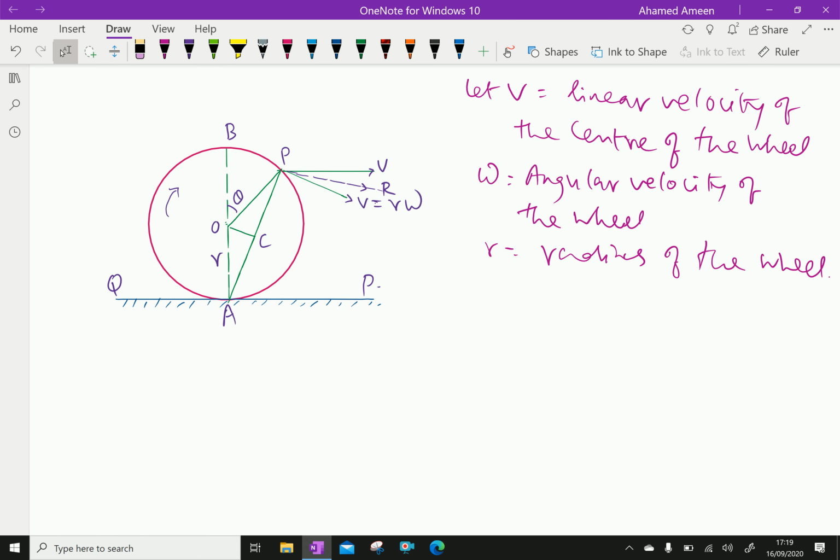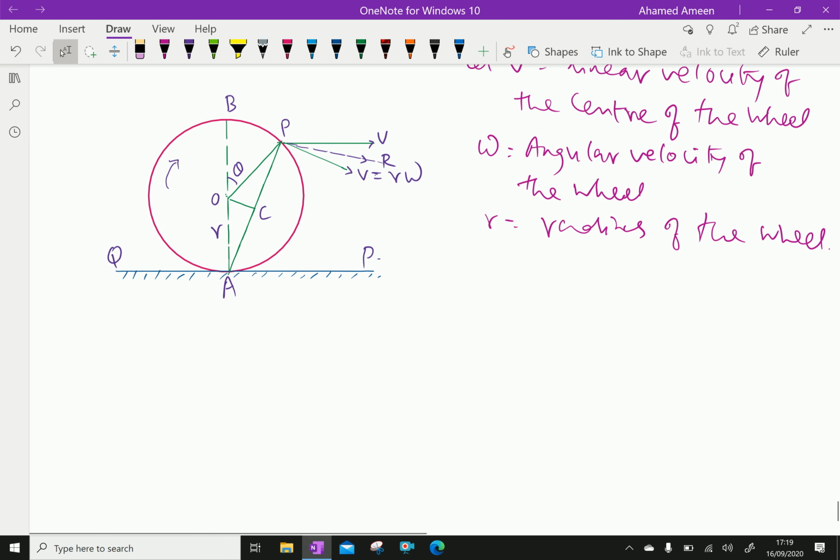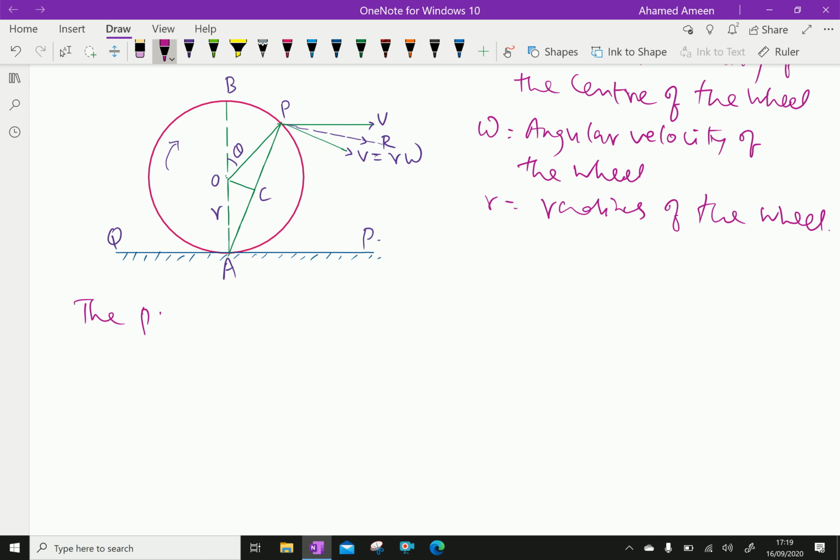Now consider any point P on the periphery of the wheel, with the line joining the center of the wheel to the point P making an angle theta to the vertical OB. Then the particle P is subjected to the following two motions.